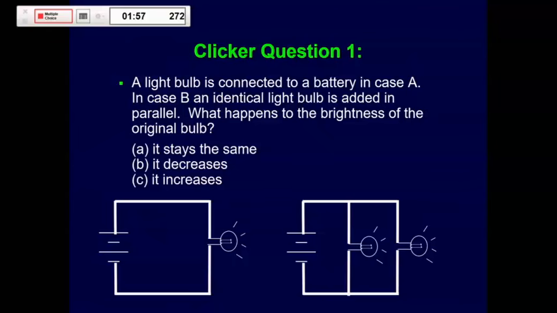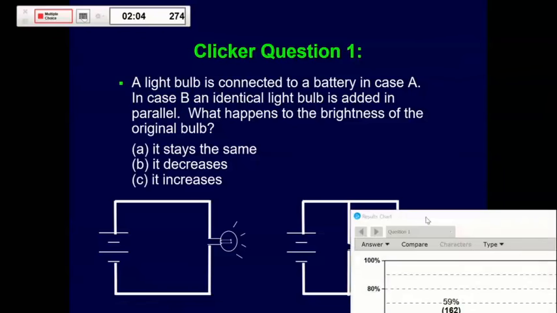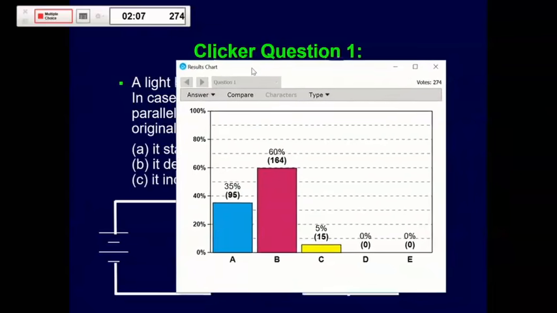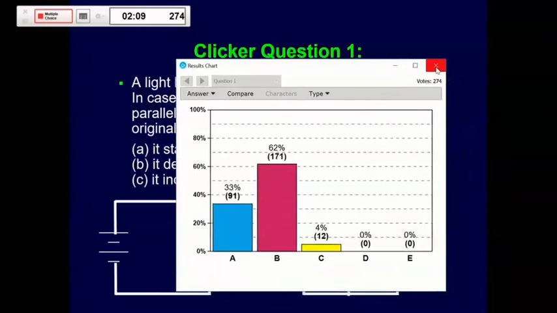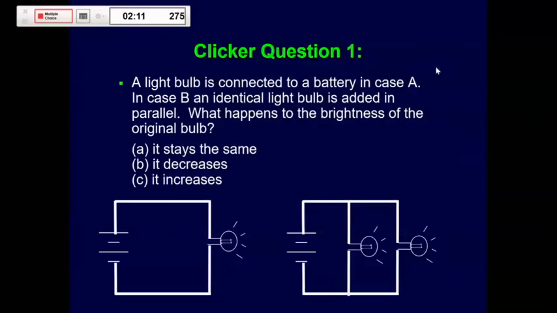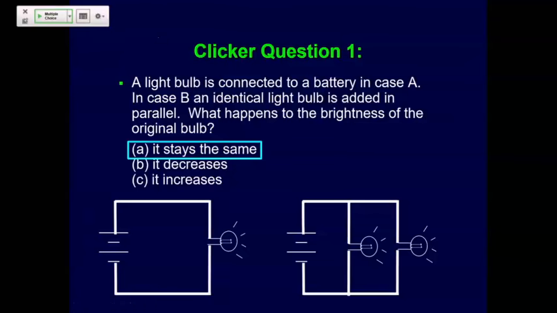Okay, so I think that might be about everybody. Let's go ahead and look at what we got here. So we got a little bit of B and a little bit of A. I'm going to say A, which goes against what a lot of us were thinking. Anybody want to tell me what they were thinking, either right or wrong, so we can talk about this and figure out where we're at?